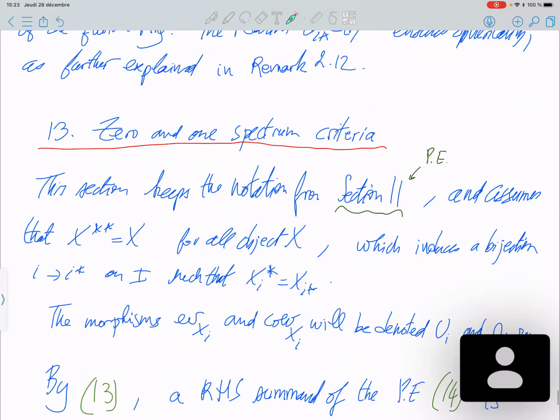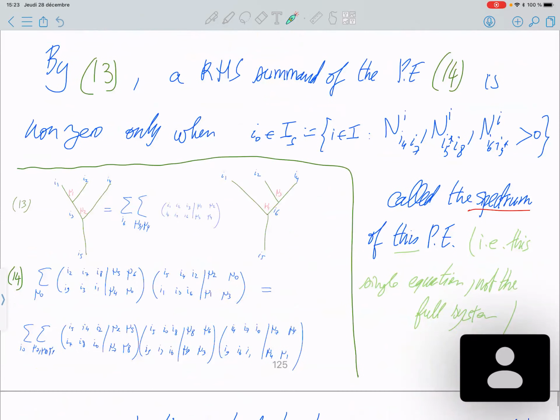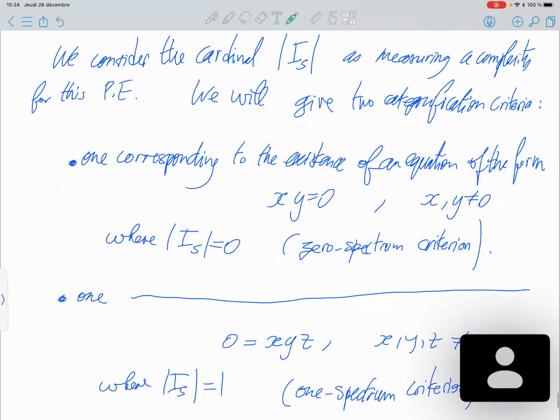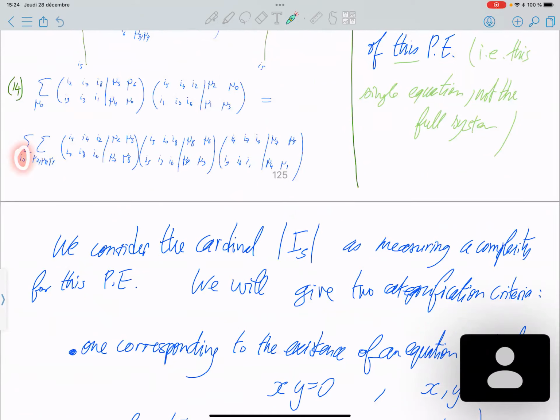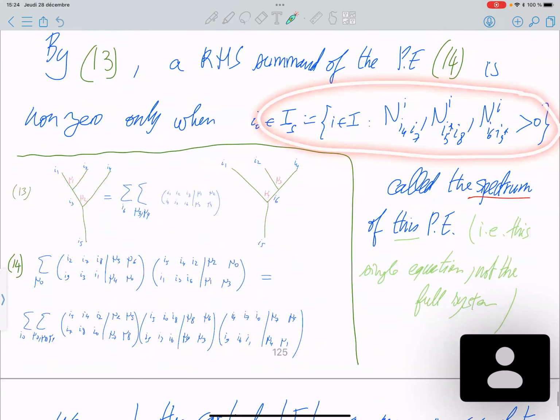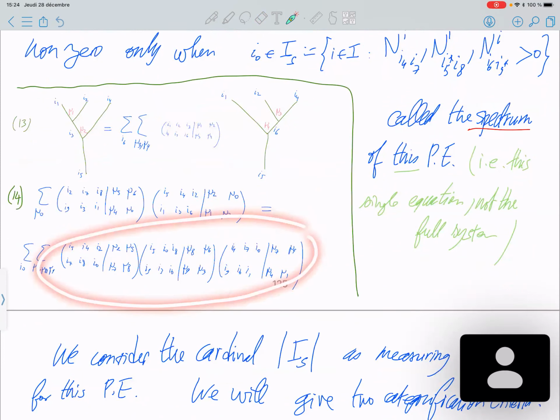So what is the spectrum? We fix, as I explained last week, a generic Pentagon equation like that, and we define its spectrum to be the set of I0 for which the right-hand side is non-zero. More precisely, it is defined here. I will not go into the details I explained last week, but according to that, you see that this right-hand side is non-zero if and only if these three fusion coefficients are positive.